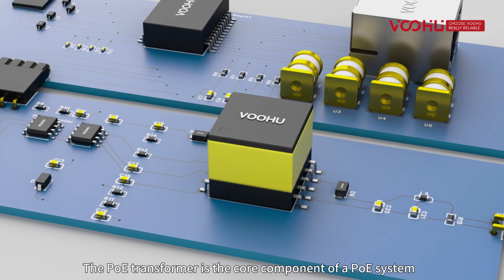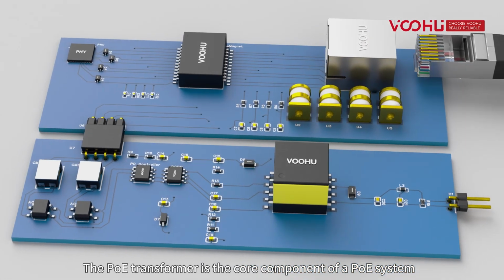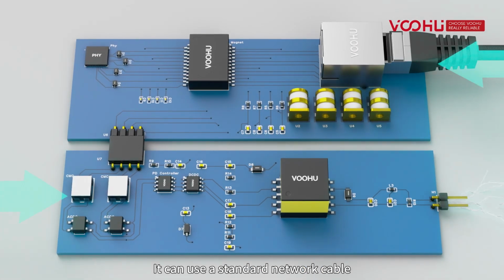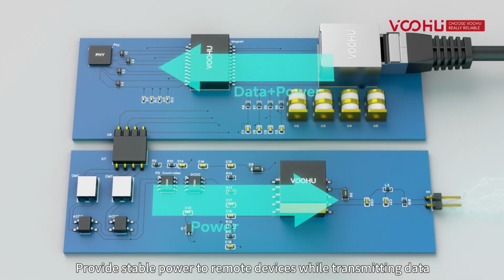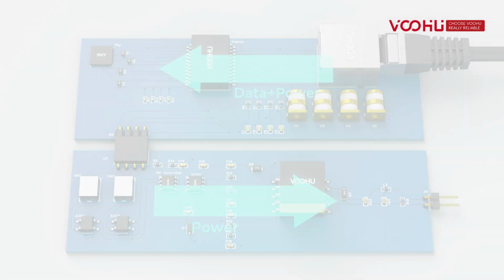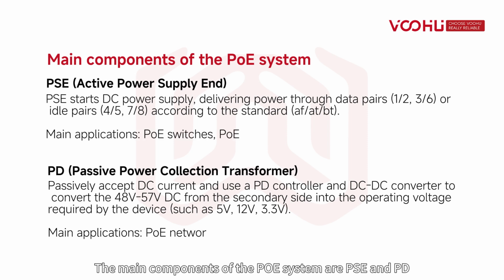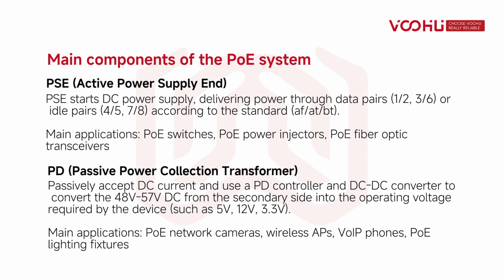The PoE transformer is the core component of a PoE system. It can use a standard network cable to provide stable power to remote devices while transmitting data. The main components of the PoE system are PSE and PD.